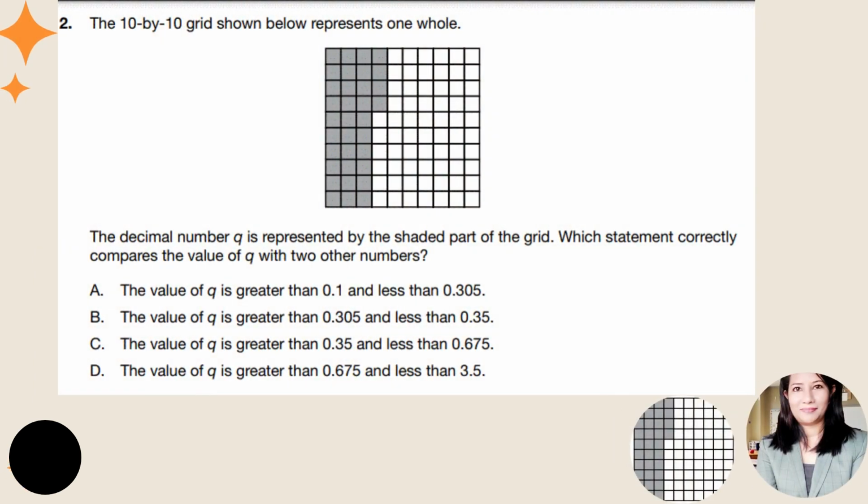Alright, question number two. The 10 by 10 grid shown below represents one whole. The decimal number Q is represented by the shaded part of the grid. Which statement correctly compares the value of Q with two other numbers? So what's the correct answer, guys?